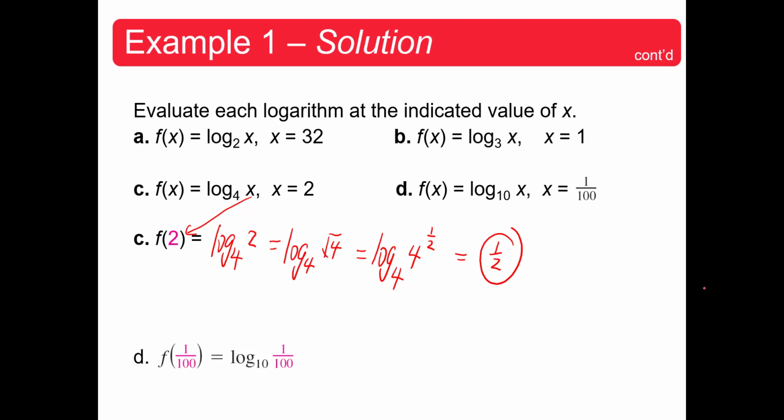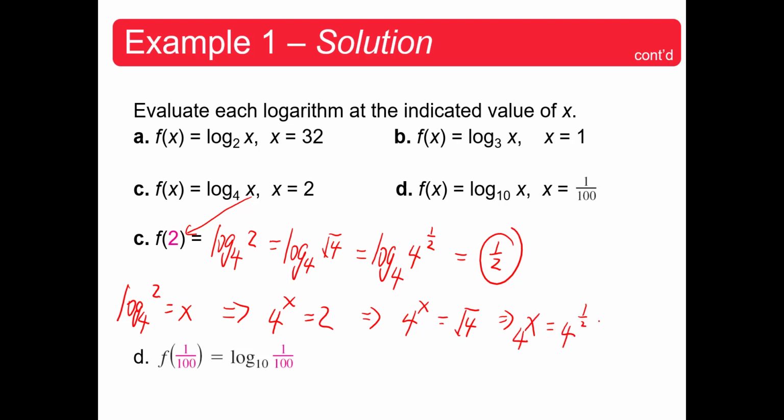Another way of looking at this is setting log 4 of 2 equal to x, and then we get 4 raised to the x power equal to 2. We know that 2 is the radical 4, so 4 to the x is equal to 4 to the half. Now x must be equal to half. There are different ways of solving this.